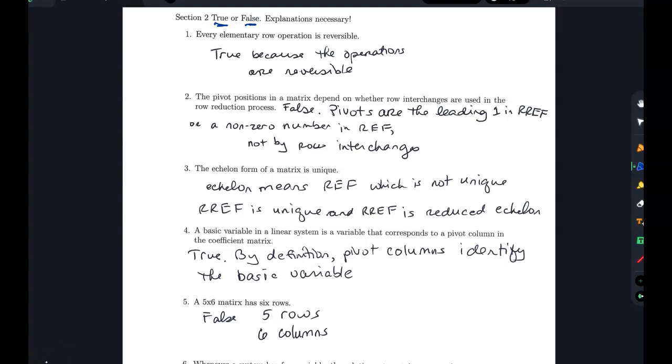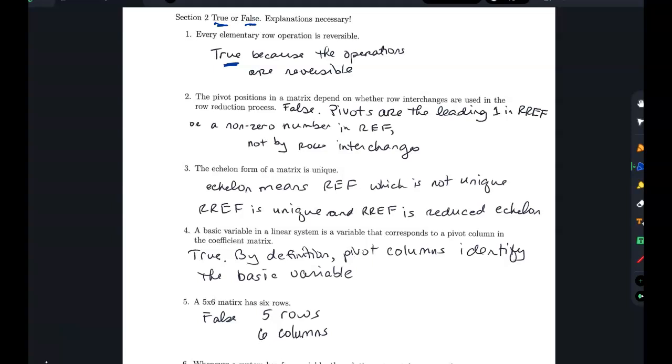True or false are challenging, so I want you to make sure you're thinking through all cases. Every elementary row operation is reversible. Yes, because you can undo switching two rows, you can multiply a row by the additive inverse of the other and add it to another row, or you can multiply a whole row by the reciprocal of what you multiplied through by. Those 3 elementary row operations you need to know.